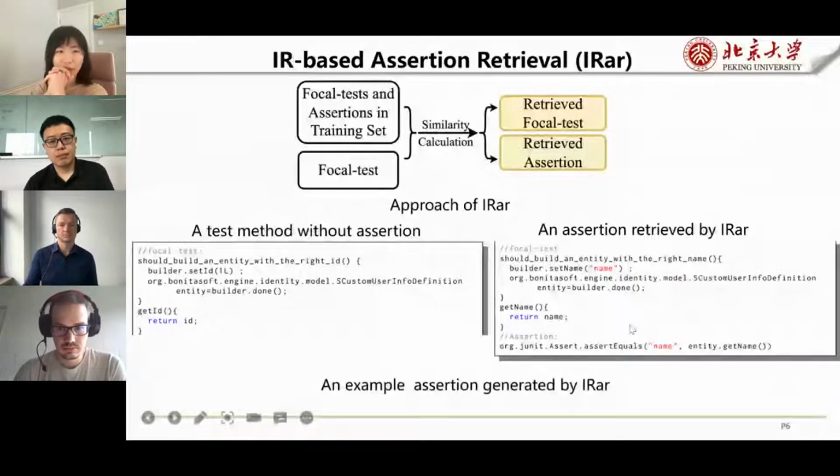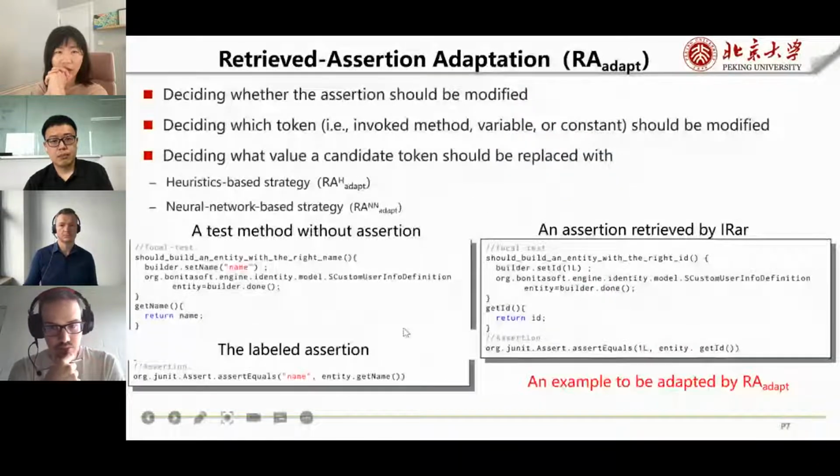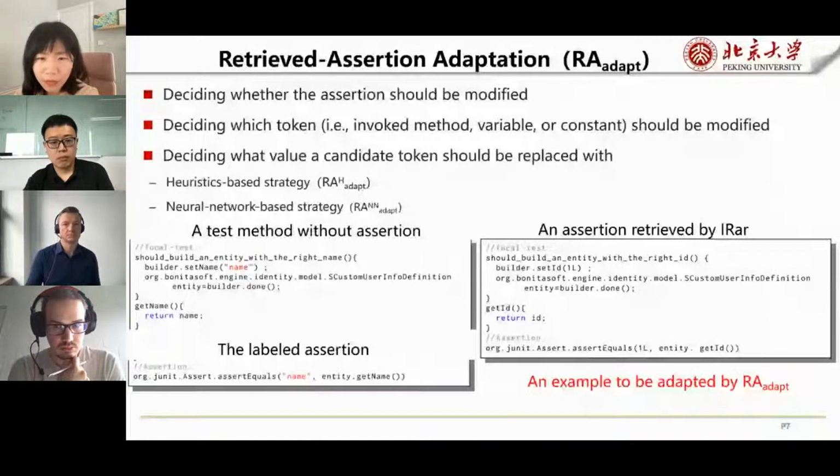Next, I introduce the RA-adapt technique. We propose an automated adaptation technique, RA-adapt, to modify a retrieved assertion toward the correct one based on context information. RA-adapt first decides whether the assertion should be modified. RA-adapt considers an assertion necessary for adaptation if it contains at least 1 token absent from the input focal-test method.